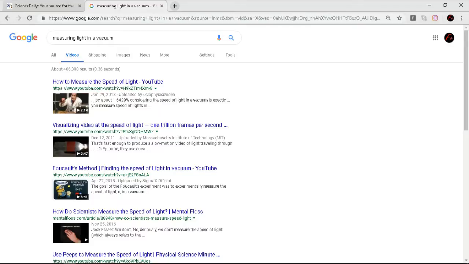Visualizing video at the speed of light. 1 trillion frames. Alright, maybe not.